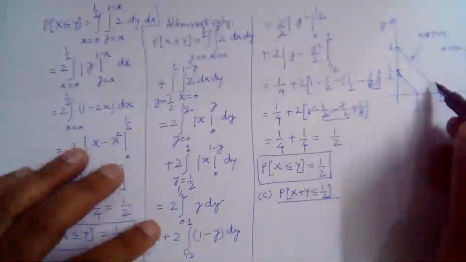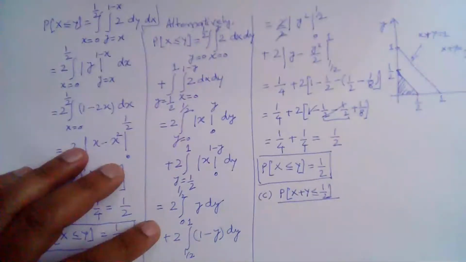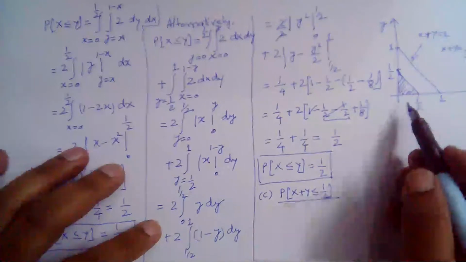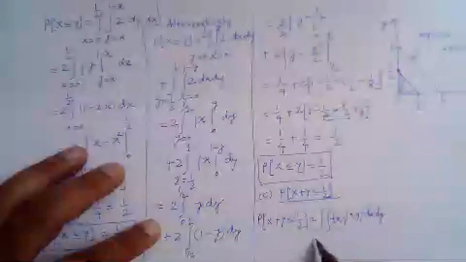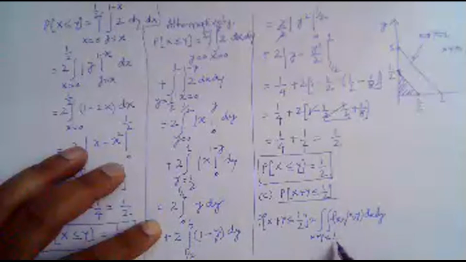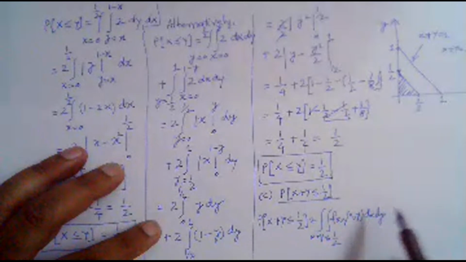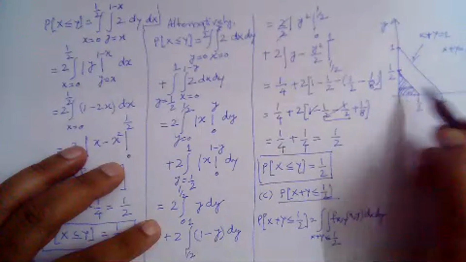And x plus y less than or equal to 1 over 2 is this region. So again, it can be calculated in two ways. So we need to integrate y dx dy over this region, right? So let us now integrate using x first. So we are assuming, for example, a horizontal strip here, right?